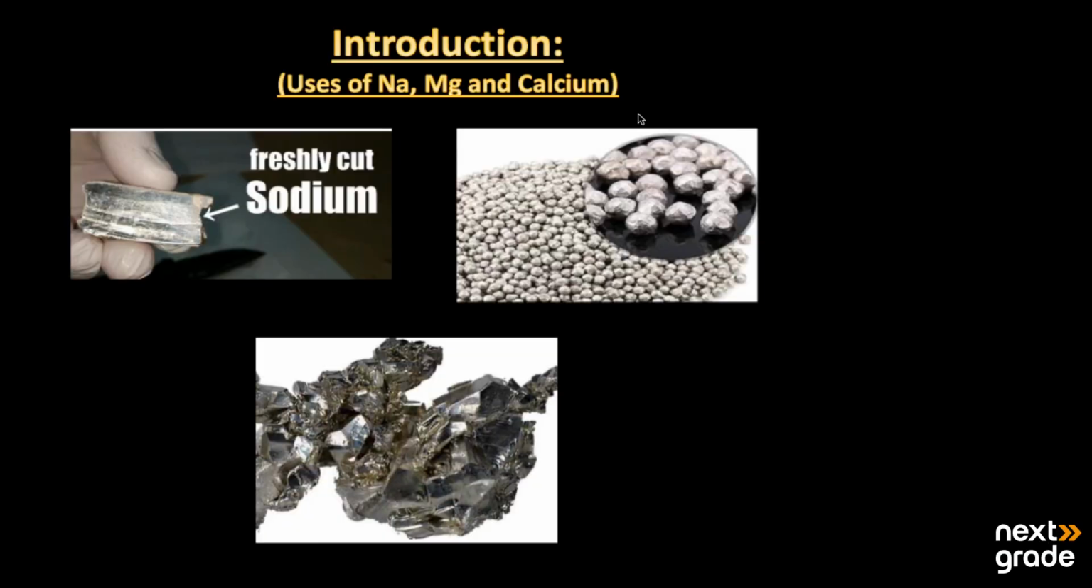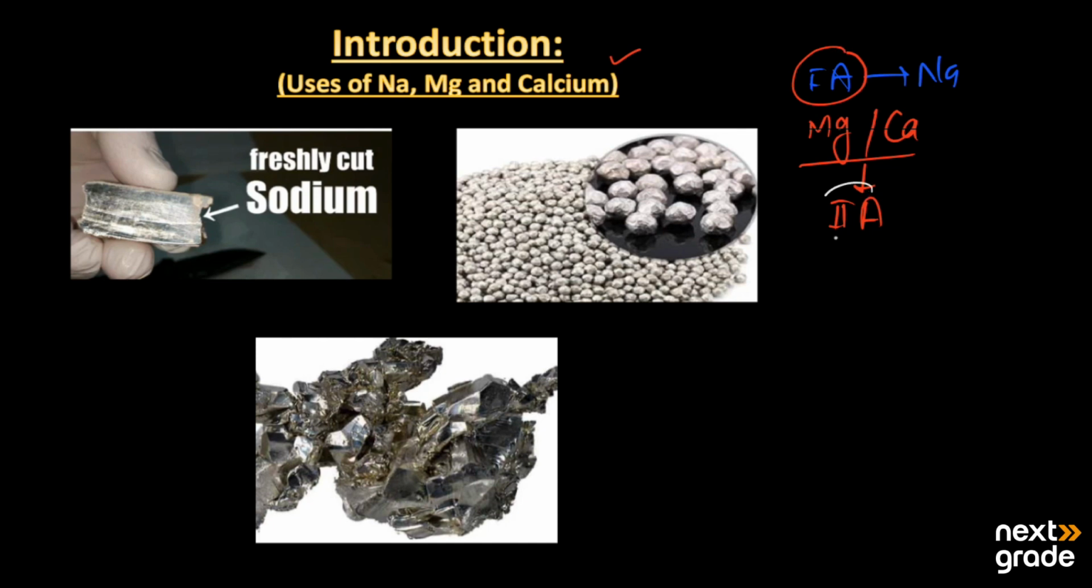So here is the topic we will have: its uses of sodium, magnesium, and calcium. Basically, sodium belongs to group 1A, and on the other hand, the two metals, magnesium and calcium, both belong to group 2A. The group 1A elements are called alkali metals, and the group 2A elements are known as alkaline earth metals.